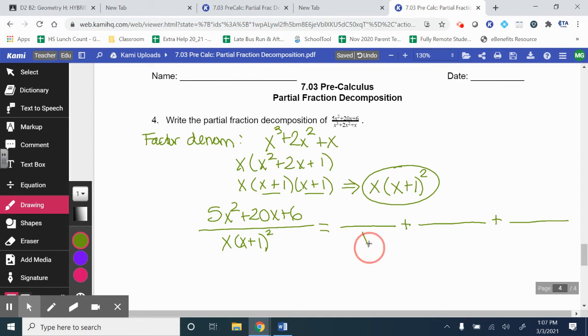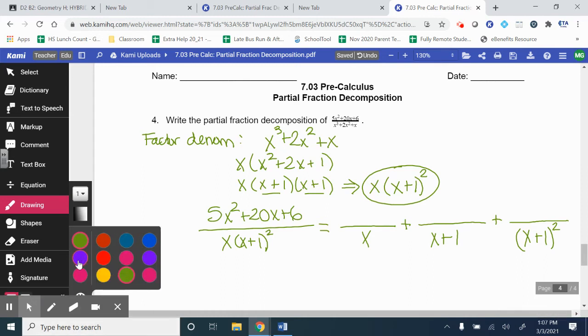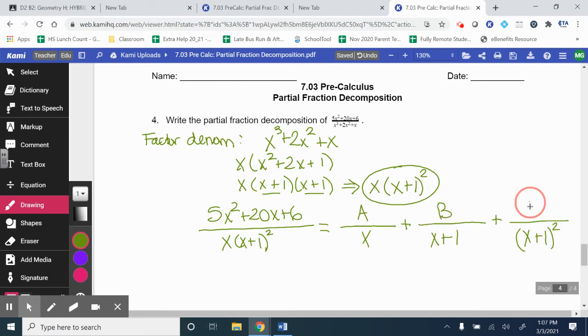All right, so the first one, you should have had x, then x plus 1, and then x plus 1 quantity squared. If you had done x plus 1 and then x plus 1 quantity squared and then x, that would also be fine. But again, that first initial setup, how you write it, is really important in the end when you're solving for A, B, and C. So here we have our A, our B, and our C. All right, so we've got 3 variables this time, A, B, and C, instead of just 2.